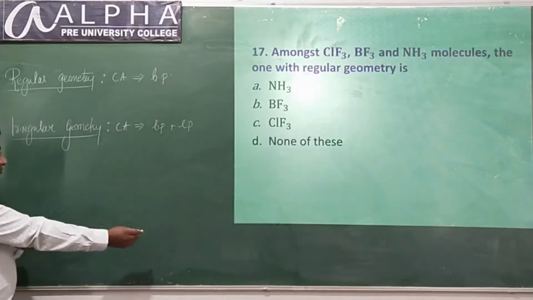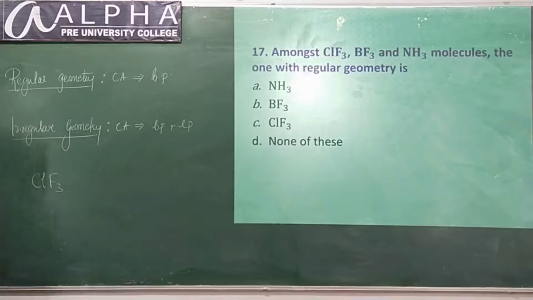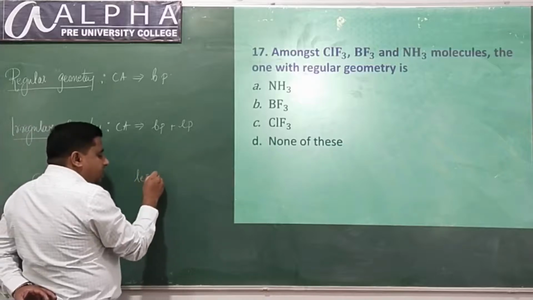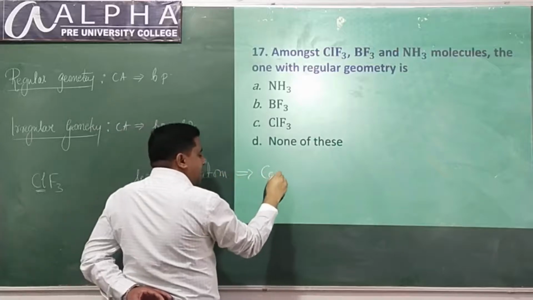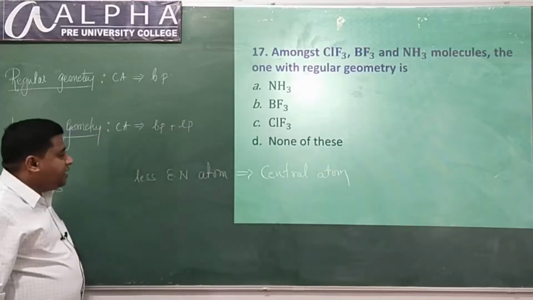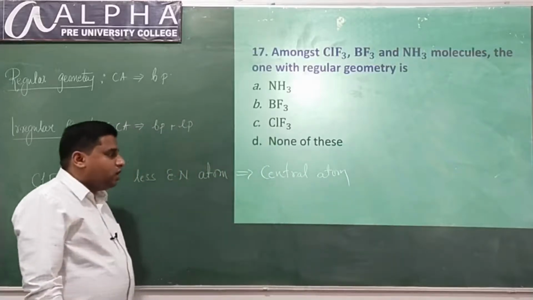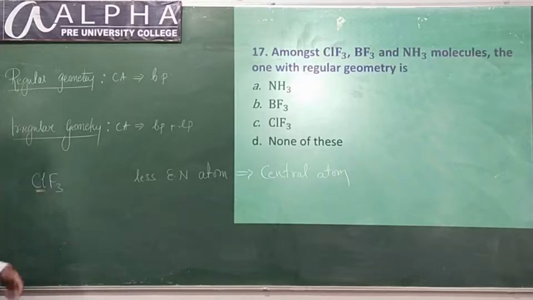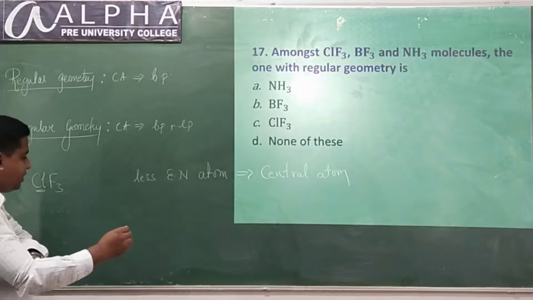Students, I'll take ClF3. Here the central atom is chlorine. Usually, the less electronegative atom should be taken as the central atom. Usually, the less electronegative atom should be taken as what? Central atom. So we have chlorine and fluorine. We know chlorine is less electronegative, hence chlorine is the central atom, isn't it? Chlorine is the central atom.